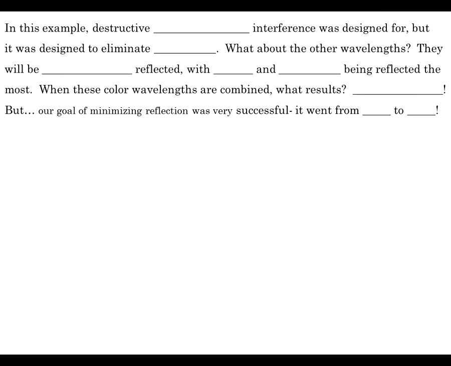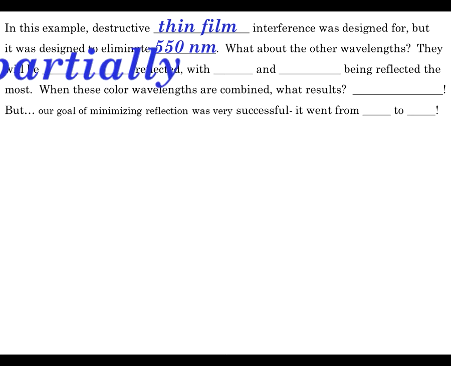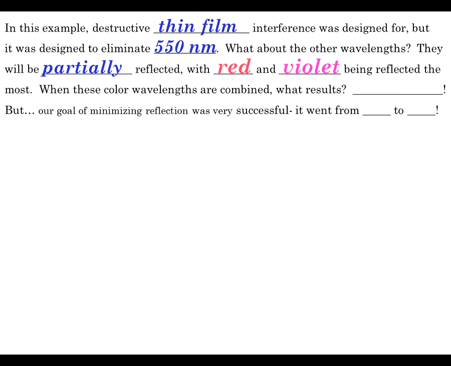So with this lens coating example, we had destructive thin film interference, and that was designed for it. We wanted to eliminate the 550 nanometers. That's what it was designed for. How about the other wavelengths? Well, they'll be partially reflected, because there's not full cancellation. Now, red and violet, being the furthest away from 550, will be reflected the most.